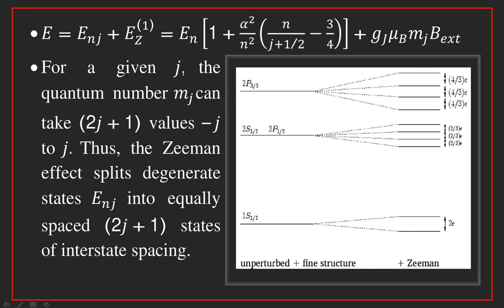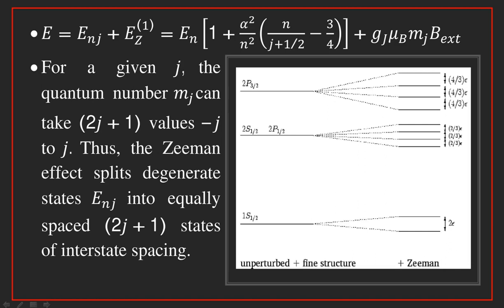So these 2 levels, which were originally degenerate, now become non-degenerate. They are splitting into 4 levels, and the 2p 3 by 2 level will also split into 4 levels, because 3 by 2 into 2 plus 1 is 4. Also we can see that for a given j, the spacing between the energy levels is equal. Here the spacings are equal. Here also the spacings are equal. But this spacing and these spacings are not equal, because that will depend on the L value also, as they have different L values.